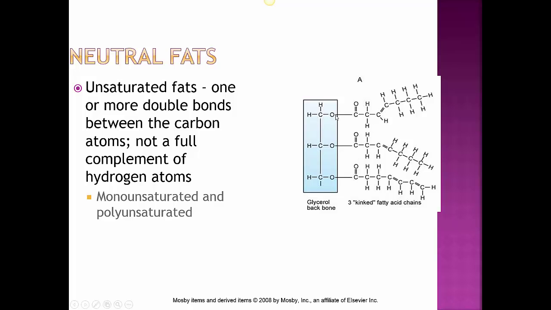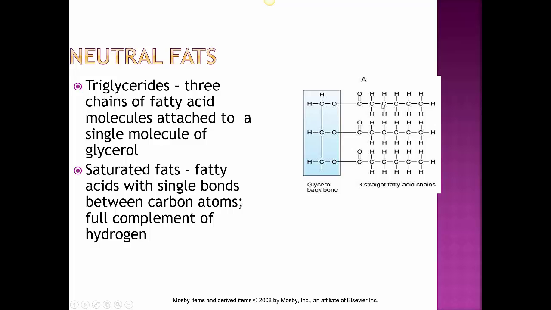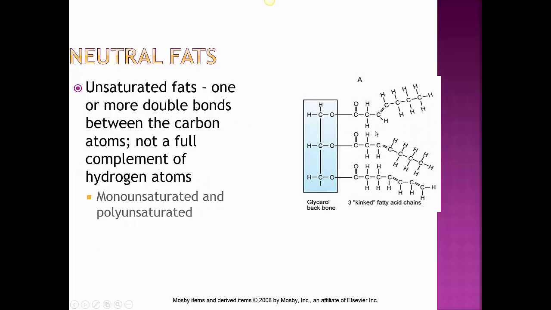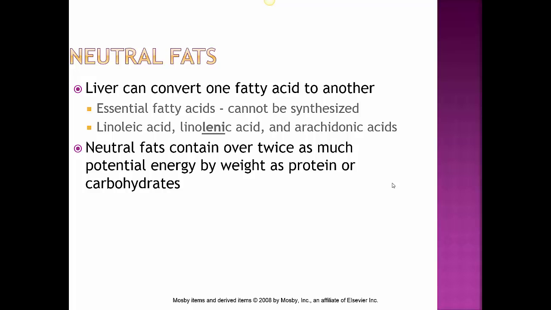Main things to know: saturated fats like this right here are from animal-based sources. Animals can only make saturated fats, and unsaturated fats are only going to be made by plants. The liver can convert one fatty acid to the other for the most part. However, there are three essential fatty acids that the liver cannot synthesize. So it cannot actually make these fatty acids of these neutral fats.